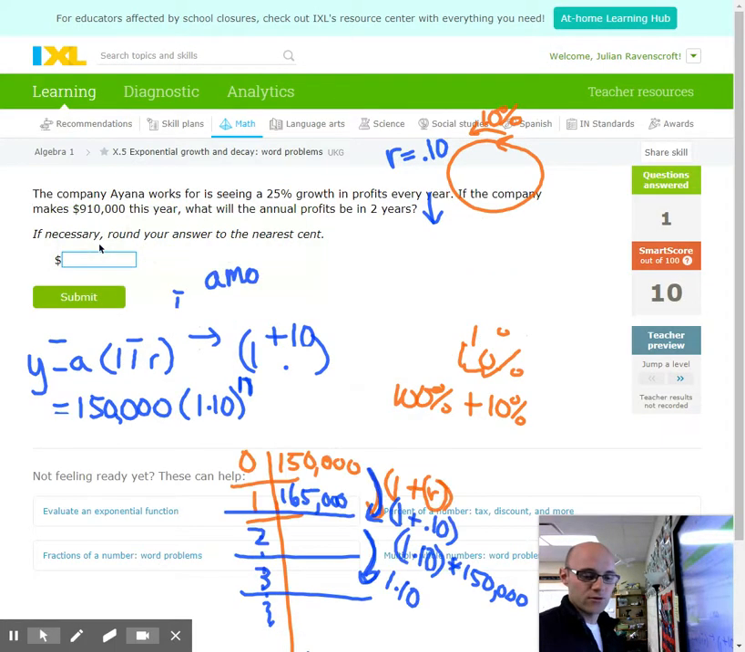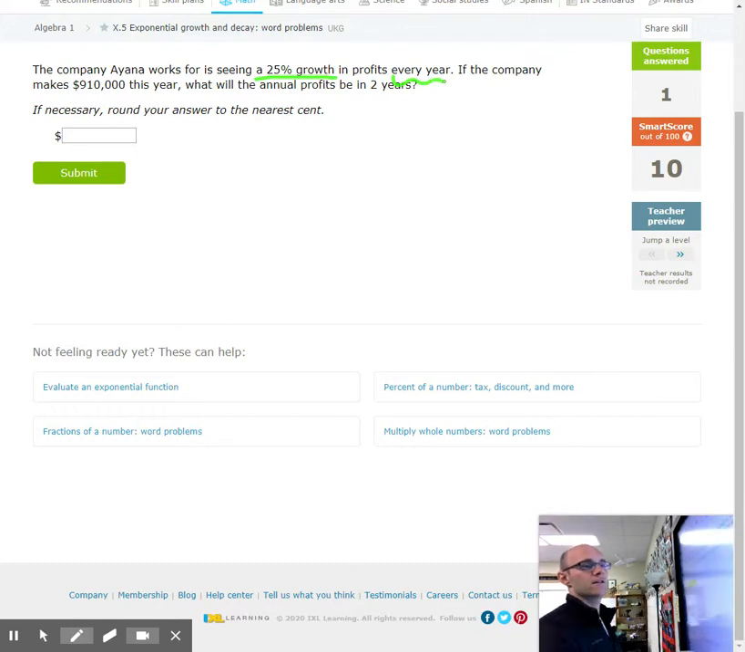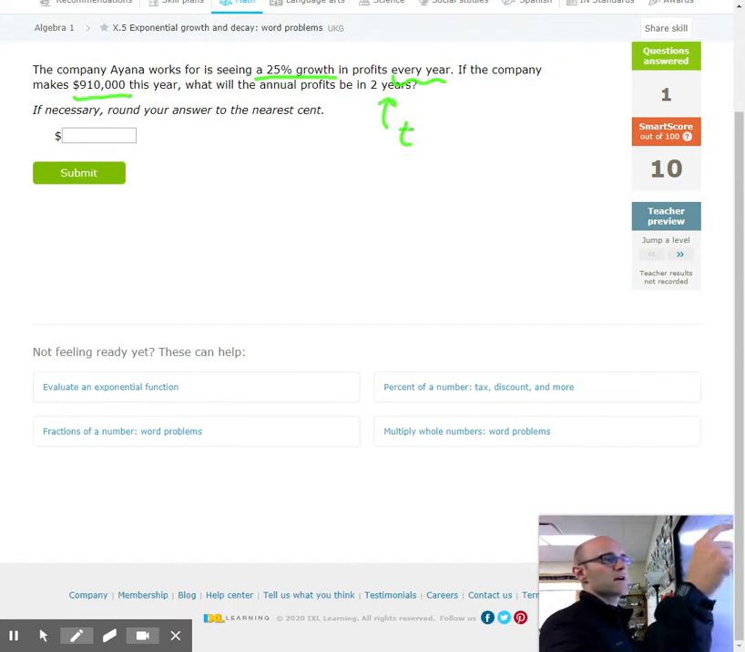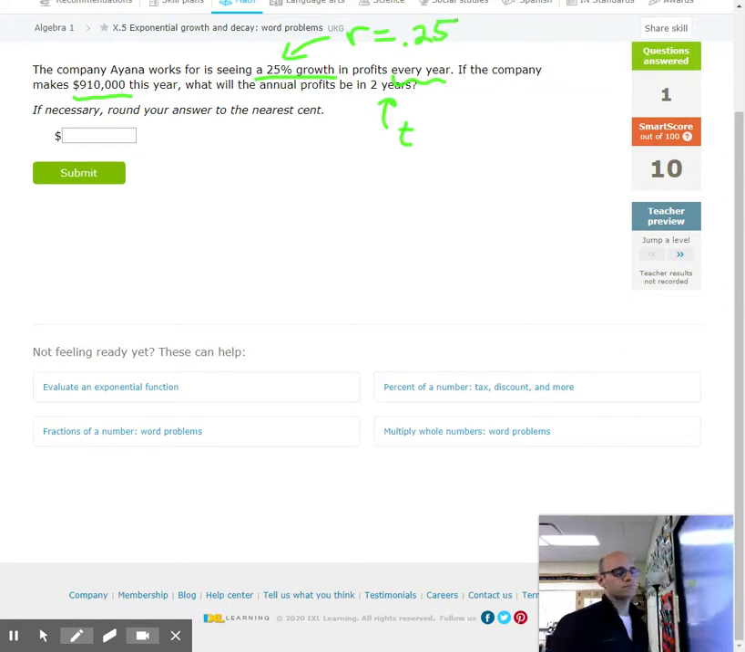Let's look for another problem that's a little better. Okay. In this problem, it says the company Ayana works for is seeing 25% growth every year. Okay, that's their growth amount. If the company makes 910,000 this year, what will the annual profits be in 2 years? All right, so I like to just go ahead and label everything. There's my time. This is the rate, or it gives us the rate, which we're going to convert to a decimal and make it 0.25. And this is our initial amount. We'll call it A.